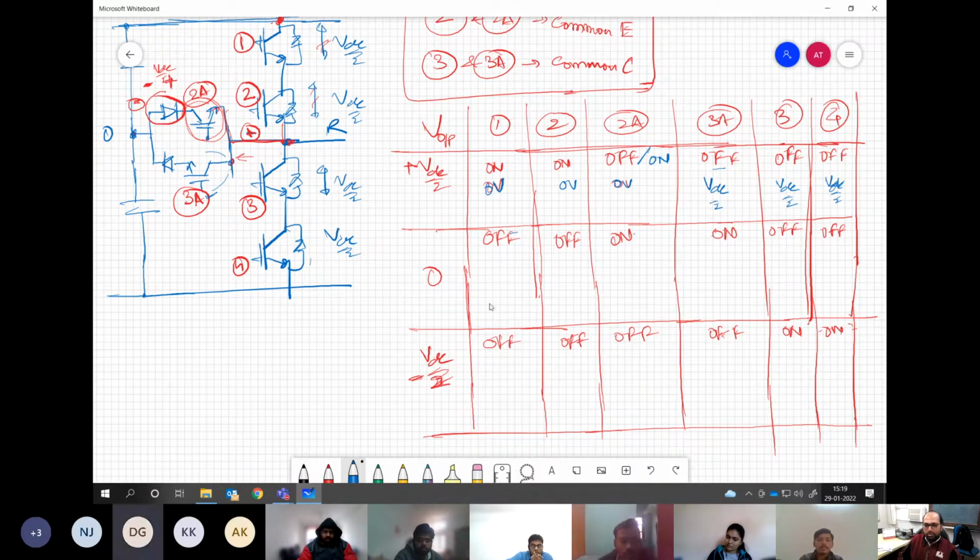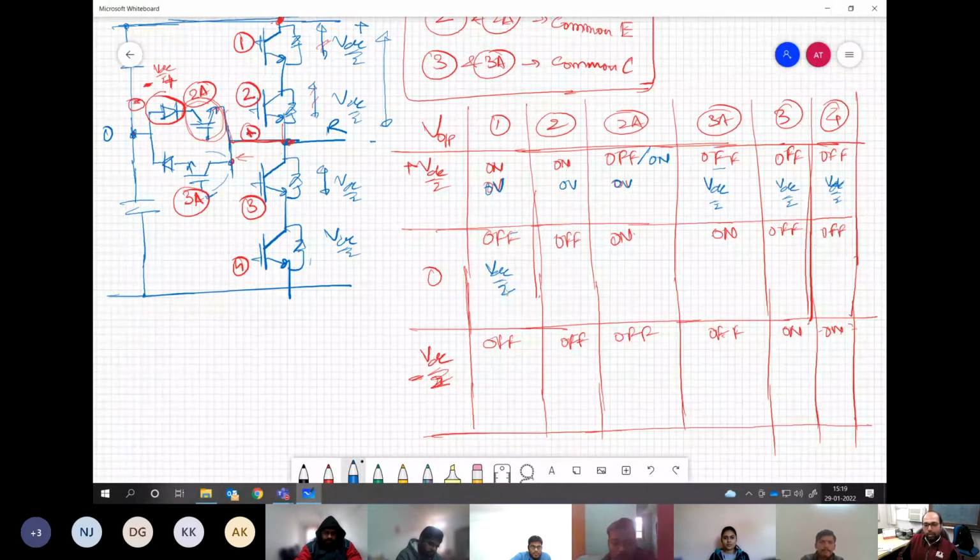Plus VDC, VDC by 2. There is no doubt because this is at higher potential, this is at lower potential. Again, because there are two devices and the total voltage to be blocked over here is only VDC by 2, maybe this is equally distributed if you turn off both. Correct? VDC by 4, VDC by 4.